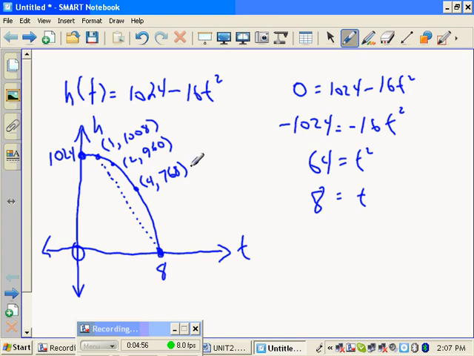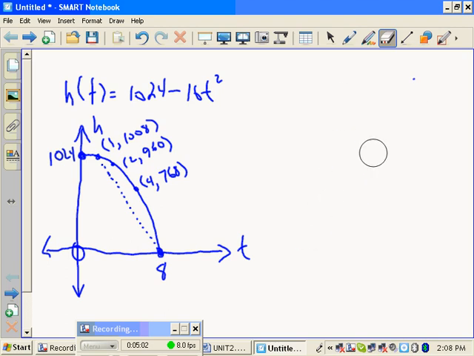Change in y over change in x, except it's not y and x. There you go, good. All right, so let's calculate delta H over delta T for T going from 1 to 8. So how do you do a slope? How do you calculate slope?